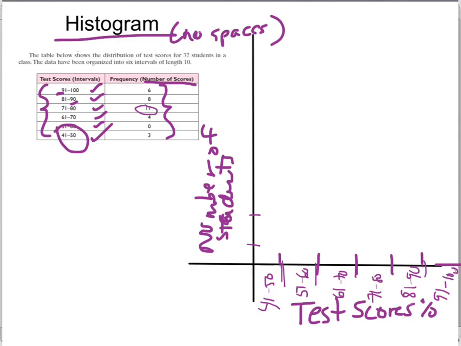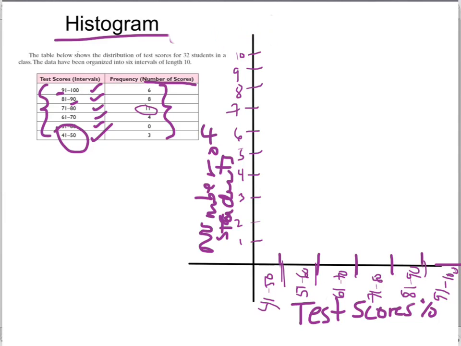So 1, 2, 3, 4, and again, you want to make the spaces even. Okay, so I just barely made it to 11 here. So 1, 2, 3. And 11 is in here.